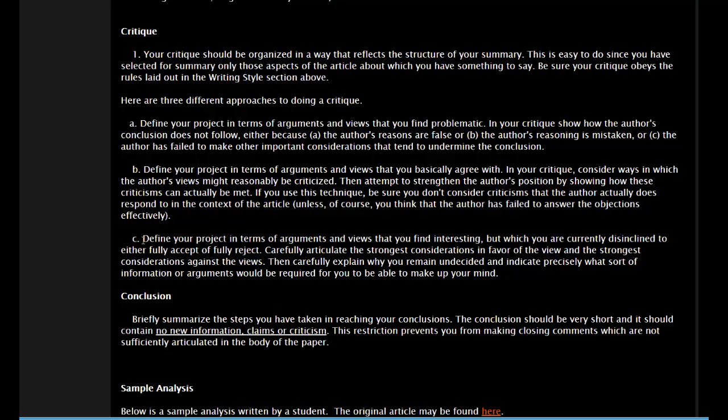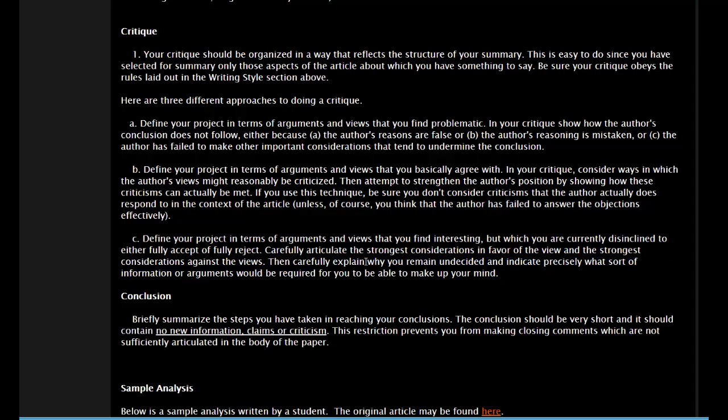Now, finally, the last one we identify is to define your project in terms of arguments and views that you find interesting, but which you're currently disinclined to either fully accept or fully reject. Again, a very, very common and reasonable perspective to have. Now, when you do this, what you're going to try to do is articulate the strongest considerations in favor of the view and the strongest considerations against the view, and then explain why you think that a sort of state of indecision is the reasonable perspective here.